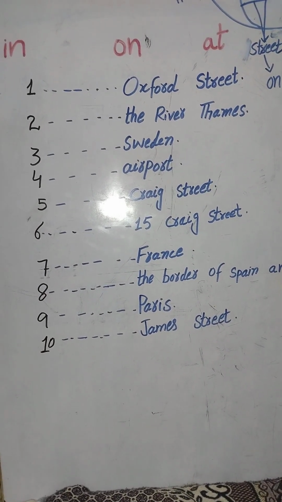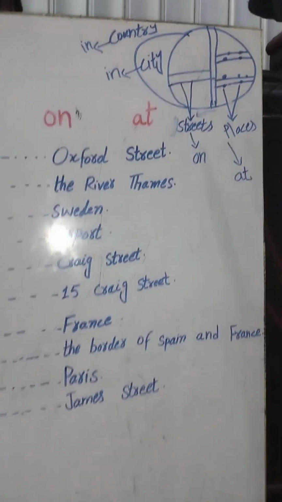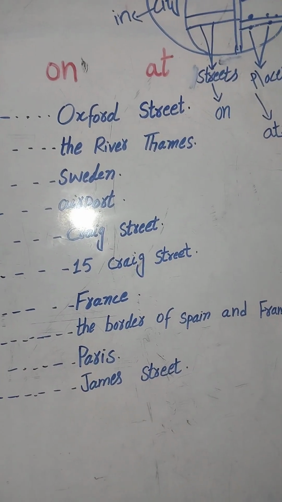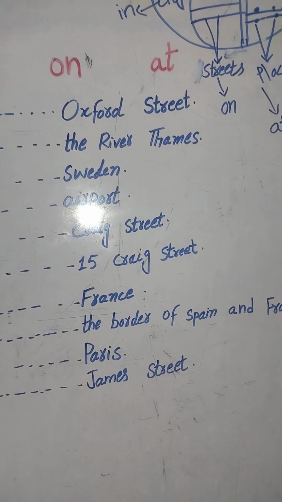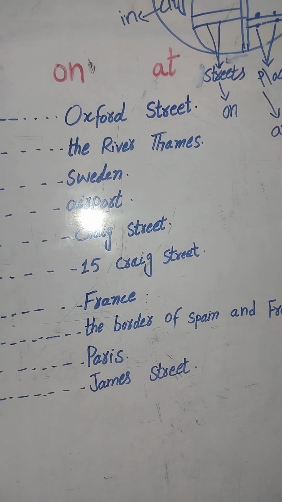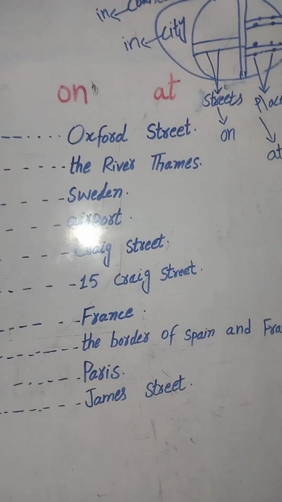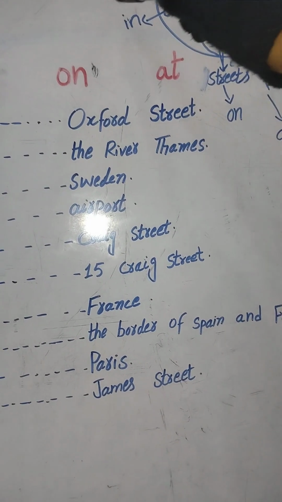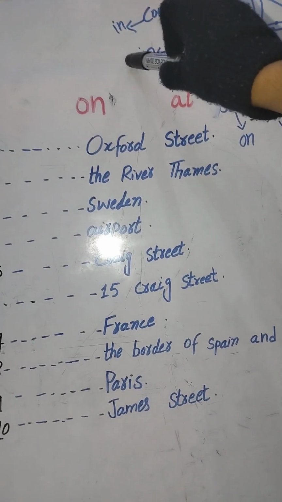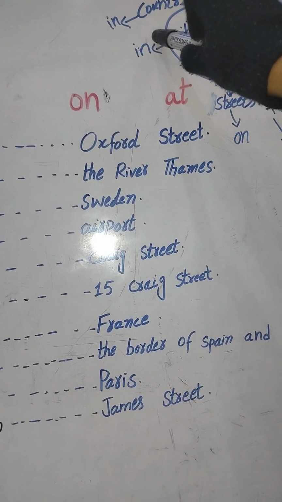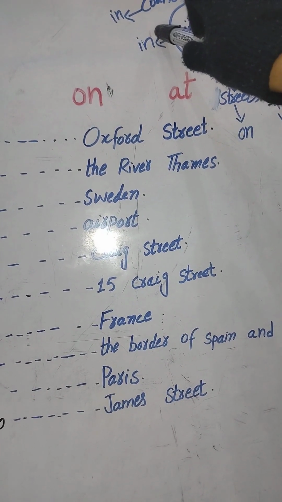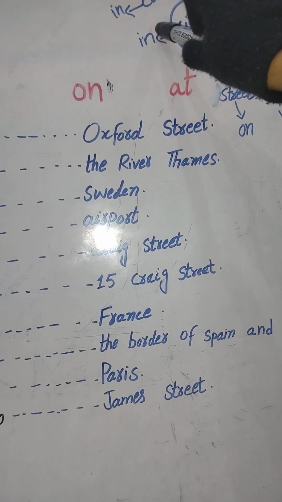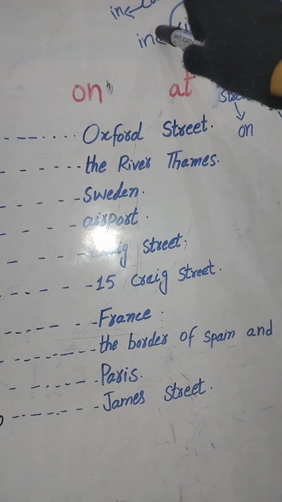Let's see, this is a whole country. Like US, UK, Italy and Germany. We use in. We use in with the countries, like we say in the Philippines, Thailand, in UK, in America, in Germany.